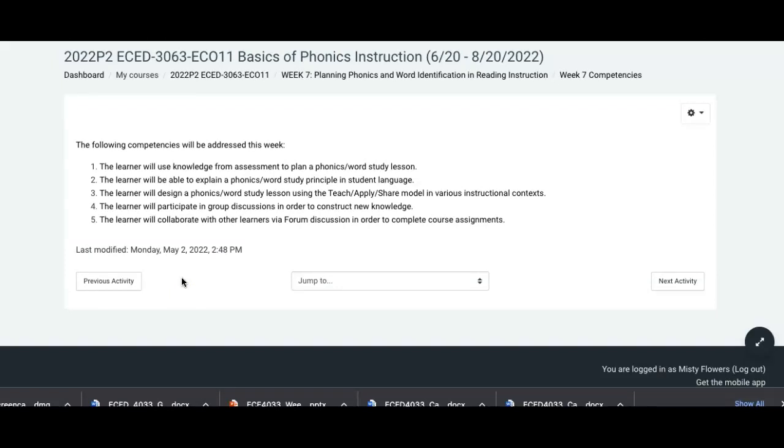By the end of the week, you will use knowledge from an assessment that you've already given to plan a phonics or word study lesson. You will be able to explain that phonics or word study principle in student language. You will design a word study lesson using the Teach, Apply, Share model. And you will be participating in group discussions via the forum discussions to construct new knowledge.